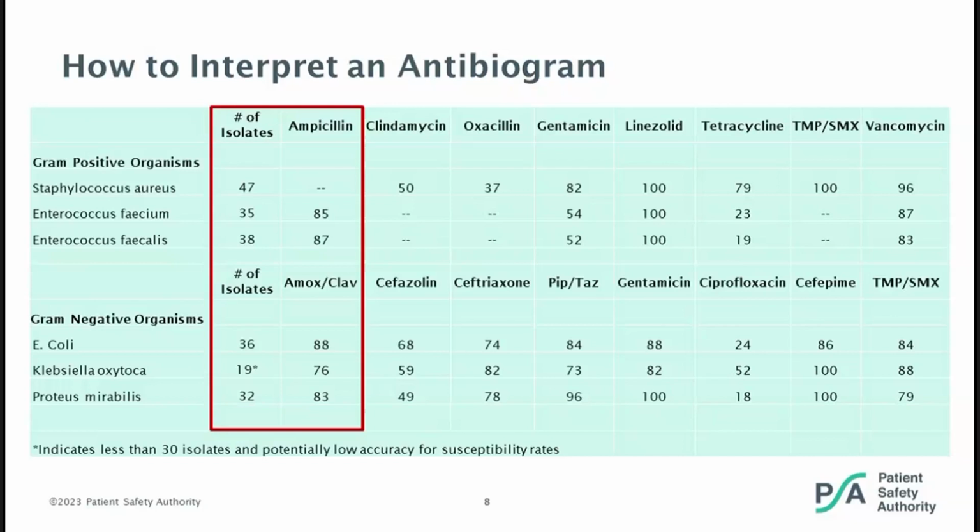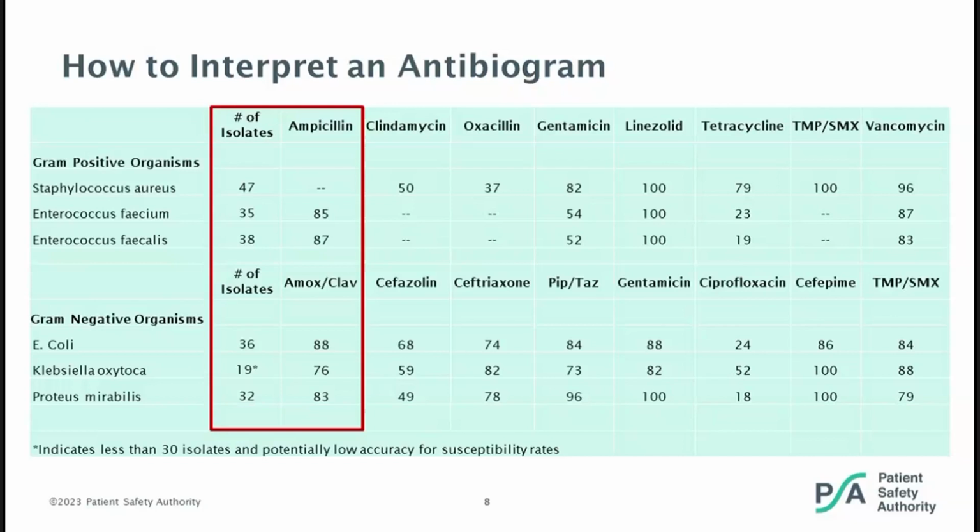The numeric value is the percent susceptible. This is the number of susceptible isolates divided by the total number of isolates tested and then multiplied by 100. So when we look at Staph aureus, we have 50% susceptibility with clindamycin. If we go across to linezolid, we have 100% susceptibility for treatment for Staph aureus.